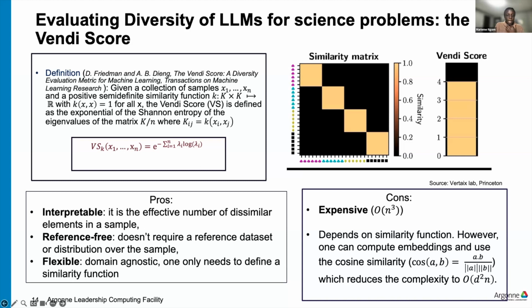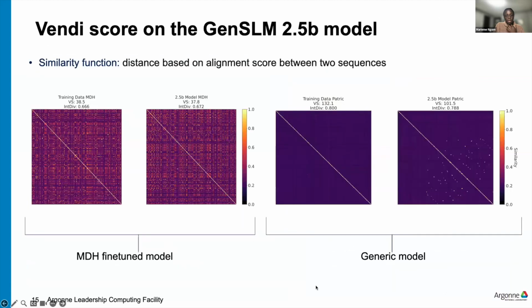I tried it quickly on GenSLM. So here is the MDH, the model fine-tuned on the MDH enzyme, and this is the model trained across all the families that were considered for GenSLM. For the MDH fine-tuned models, using the similarity function based on alignment scores between sequences, you can see that the GenSLM fine-tuned model is preserving the diversity according to this metric. It's 38.5 for the training data and 37.8 for the generated sequences.